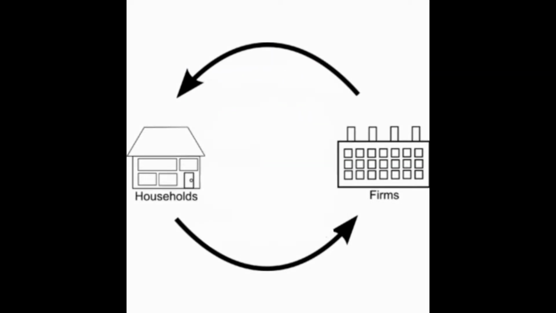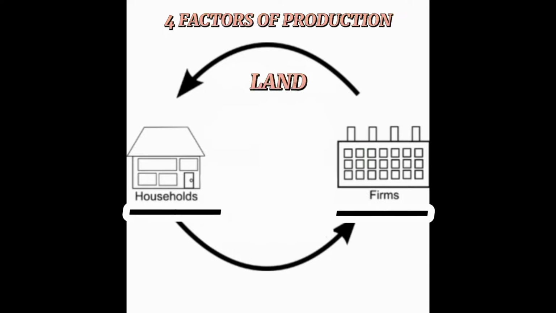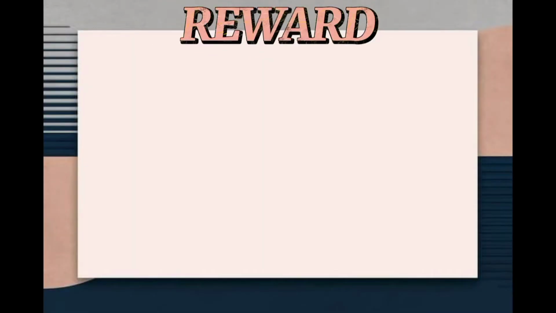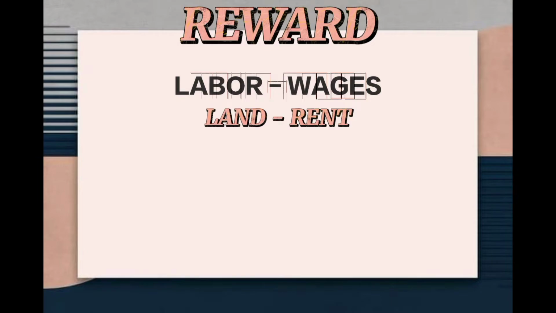In the circular flow model, we get two fundamental economic agents. We get households and we have firms. There are four factors of production for firms in the form of land, labor, capital, and enterprise. Each factor of production has a reward. Let's take labor. The reward to labor is wages and salaries. These are workers. The reward for land is rent. This includes land that is rented or purchased as well as other components like natural resources and raw materials.